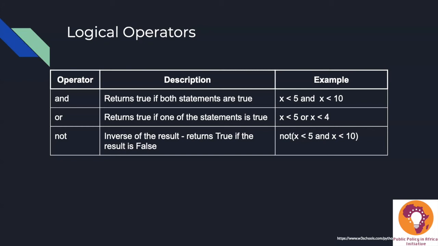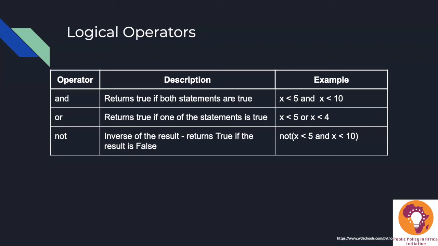Great. Any questions on our logical operators? Yes, I have a question. On the operator OR, I don't think any statement there is false. Let's say we have X is 3. It could be less than 5 and it could also be less than 4. So how is it?